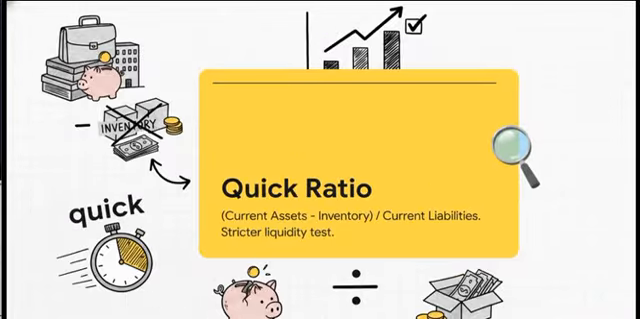Need an even stricter test? Enter the quick ratio, calculated as current assets minus inventory, all divided by current liabilities. This is the ultimate stripped-down test of liquidity. We safely pull inventory out of the equation entirely because, frankly, in a real crisis, it's rarely easy to quickly liquidate stock without taking a massive haircut on the price.